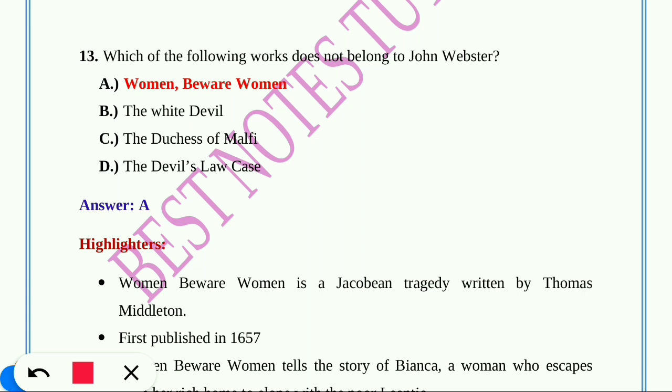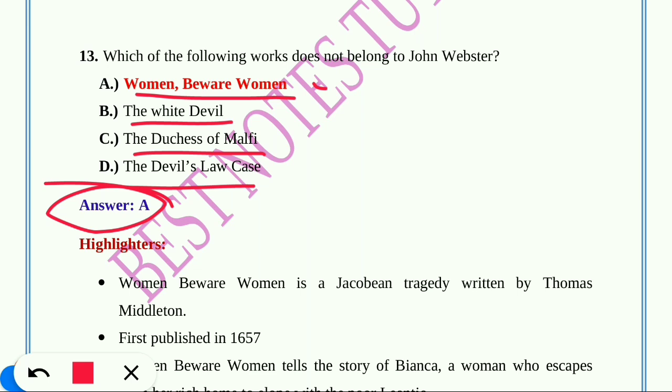Which of the following works does not belong to John Webster? Women, Beware Women, The White Devil, The Duchess of Malfi, The Devil's Law Case. Here option A is the answer, that is Women, Beware Women.